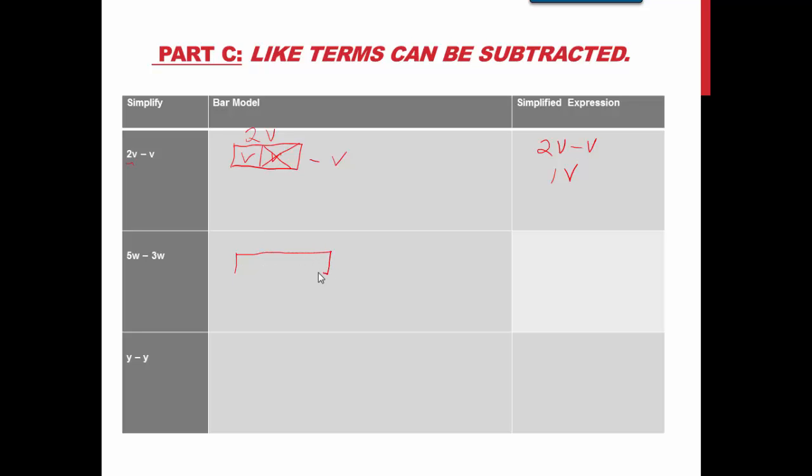Let's do the next one. 5w. 1, 2, 3, 4, 5. Here is 5w. Can we subtract 3w's? Well, let's see. Take 1 out. Yes, we can. How many are left? 2w's. So to simplify, 5w minus 3w is 2w. And we can do that because our terms are the same.